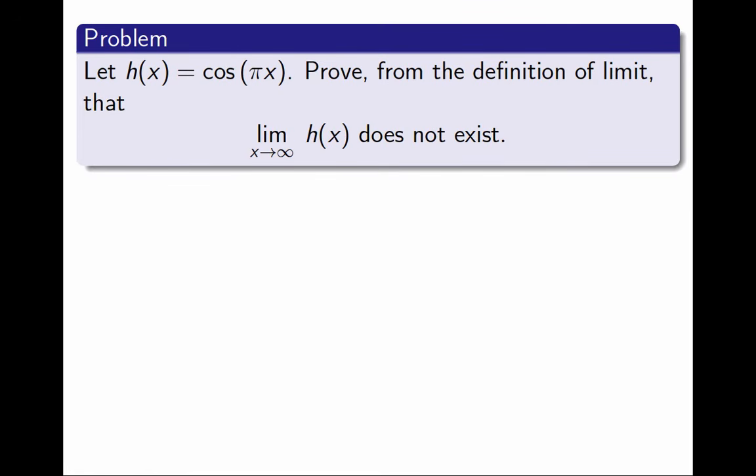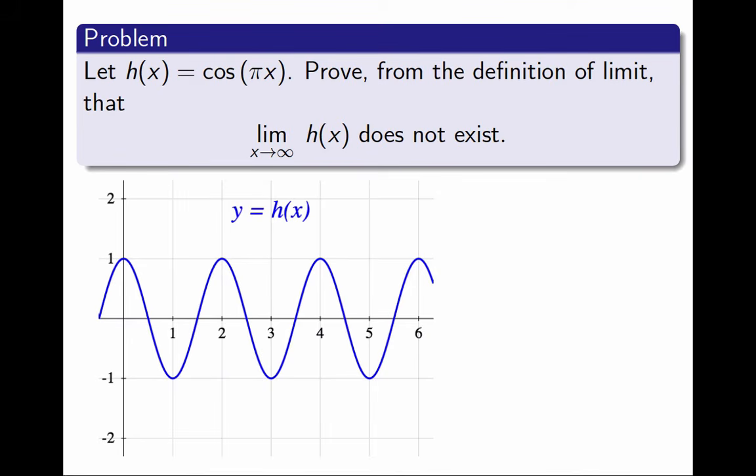Okay, let's get started. I will work with the function h, defined by the equation h of x equals cosine of pi x. I want to prove that the limit, as x approaches infinity, of h of x does not exist. To understand this function, first let's look at its graph. It oscillates between -1 and 1, and for large values of x, as x approaches infinity, it keeps oscillating. Geometrically, I can see why it does not have a limit at infinity, as it does not approach one single number.